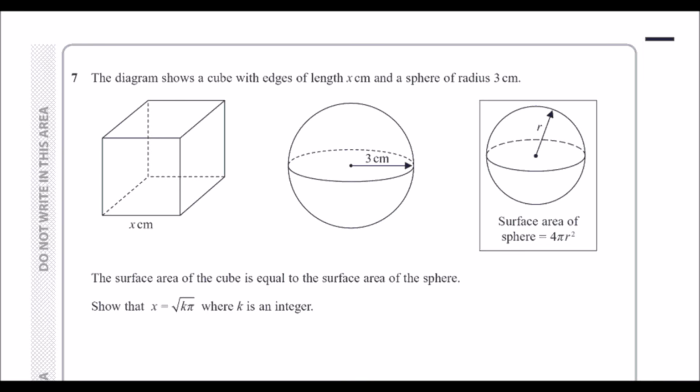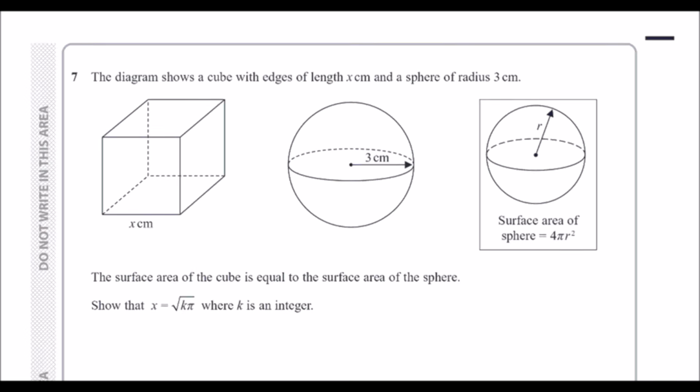Question 7. The diagram shows a cube with edges length x centimeters and a sphere of radius 3 centimeters. We're told the surface area of the cube is equal to the surface area of the sphere, and show that x equals the square root of k pi, where k is an integer, a whole number.